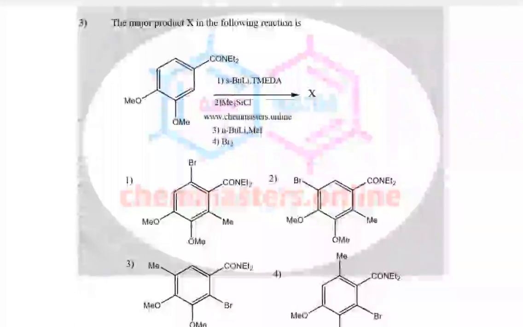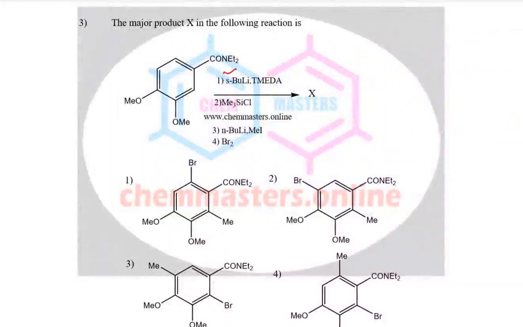Reaction is... So just look at the reactant. We have given secondary butyl lithium. We know that it can act as a base. And what is the function of TMEDA? Do you know that it is very, very important? Tetramethylethylenediamine, which acts as a chelating agent.